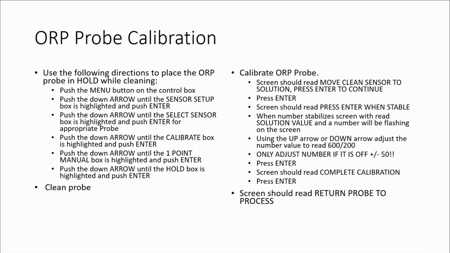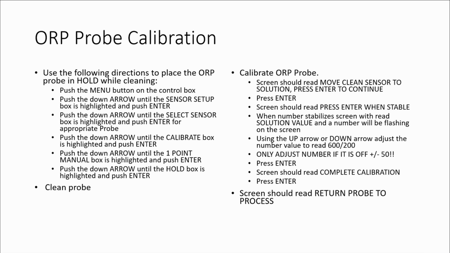You go through the calibrate here, and the screen at this point should say move the sensor to the cal solution. And then you push continue, press enter. The screen will read, it almost looks like it's in the solution, so you'll see the numbers changing with the millivolt readings that it's seeing. And once that settles down and stabilizes, it'll automatically go to the next screen, and this is where you actually adjust that number to 600.